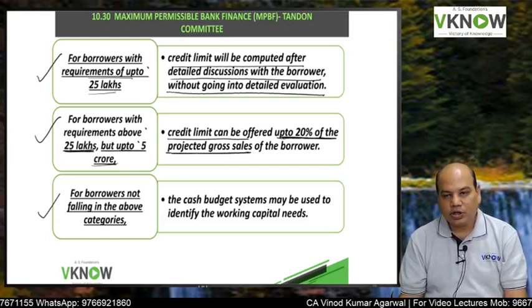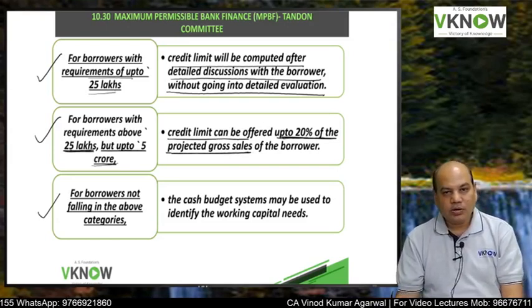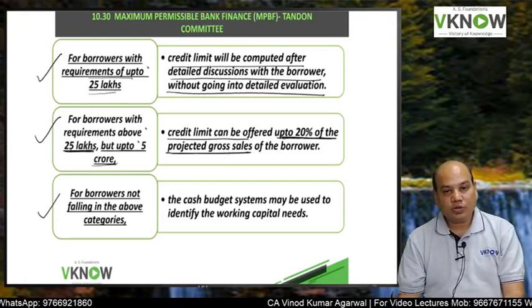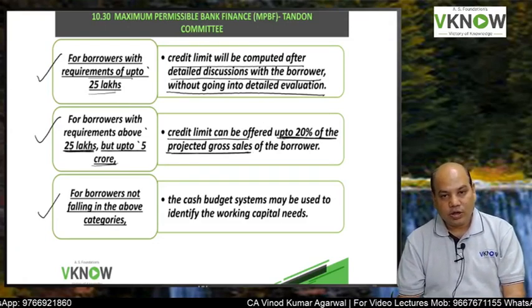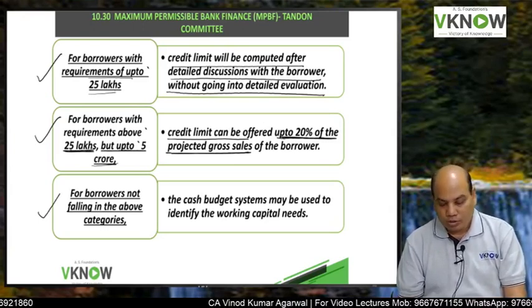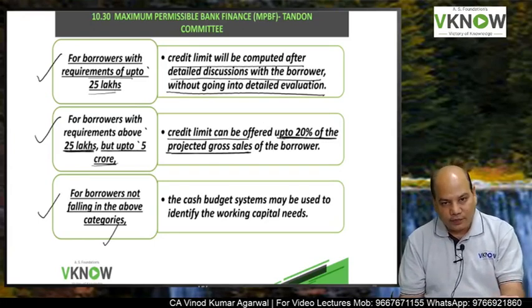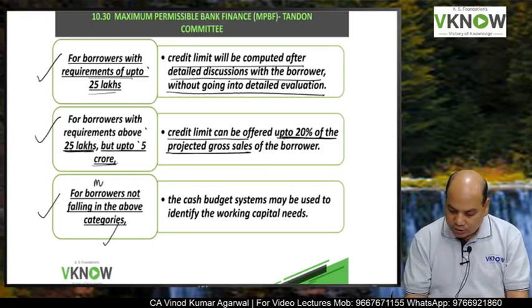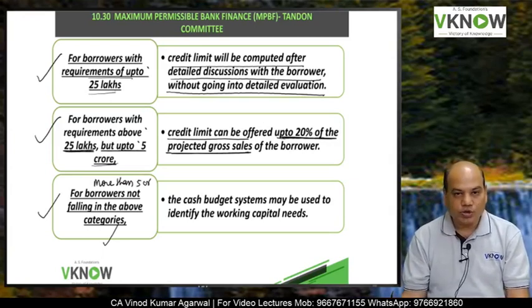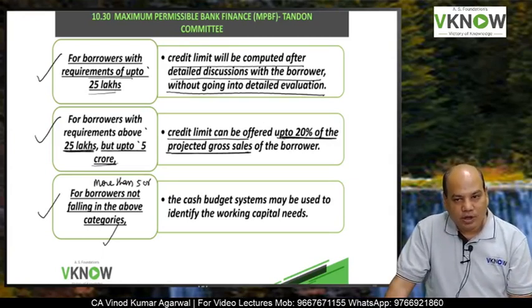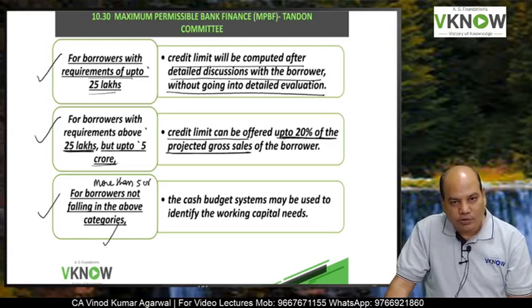How much working capital fund can be provided? 20% of the projected gross sale when the requirement is somewhere between 25 lakh to 5 crore. But if the borrower is a big borrower, more than 5 crore, the third category is basically more than 5 crore. Now this is a big exposure for a bank. Am I right? 5 crore loss is a big loss for a bank.